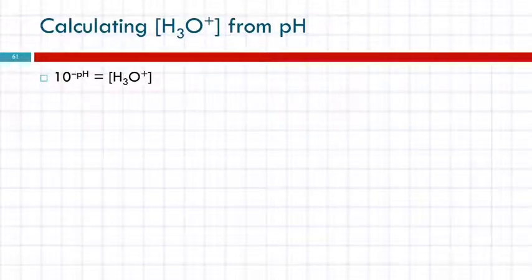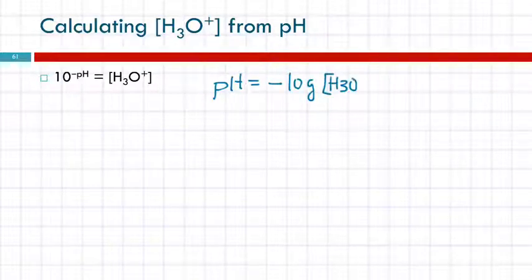So we can calculate the pH if we know the hydronium ion concentration. We can also calculate the hydronium ion concentration if we know the pH. So, why is there a minus in front of the pH? Because we need a negative in there. So this equation, 10 to the minus pH equals the hydronium ion concentration, is just a rearrangement of pH equals negative log of the hydronium ion concentration.